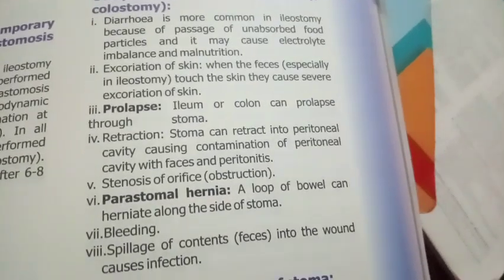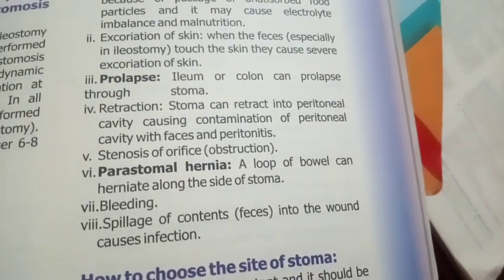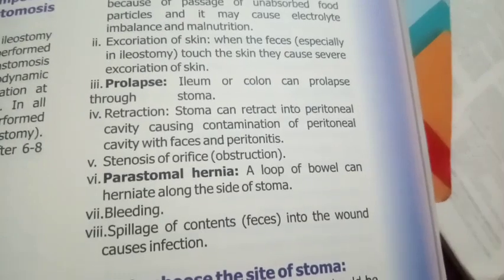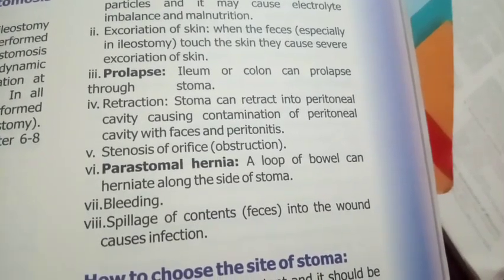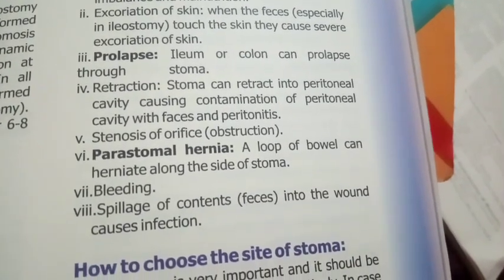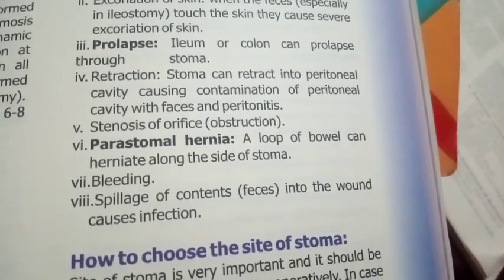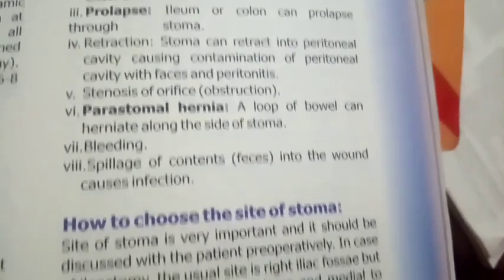Now we will talk about the complications. Prolapse is a complication of ileostomy, and peristomal hernia, where a loop of the bowel can herniate along the side of the stoma, bleeding, and spillage of the content, feces, into the wound.